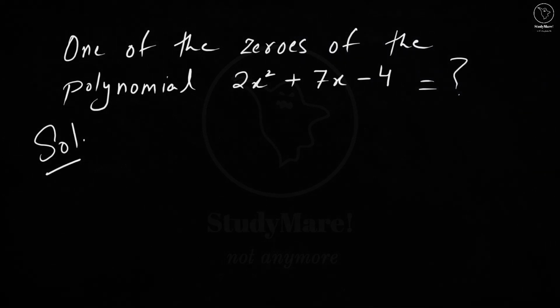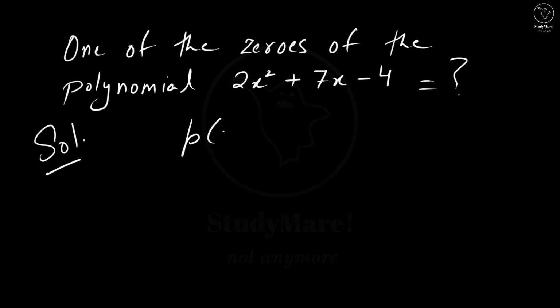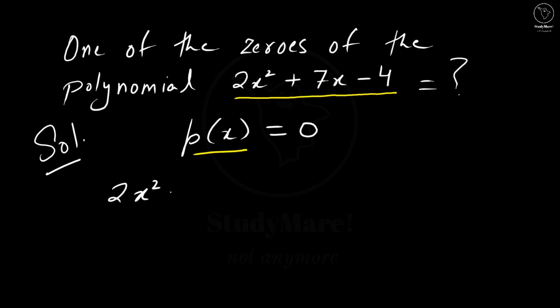What is the zero of the polynomial? When you get the value of p(x) as 0. Here p(x) is 2x² plus 7x minus 4. So if we have to find the zero of this polynomial, we have to equate this 2x² plus 7x minus 4, that is the given polynomial, equal to 0, which implies now we have to factorize this polynomial, and for that, looking at the polynomial, we can analyze that we have to split the middle term.